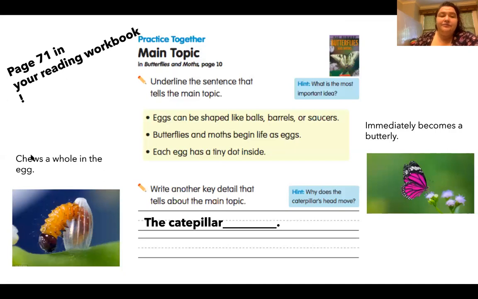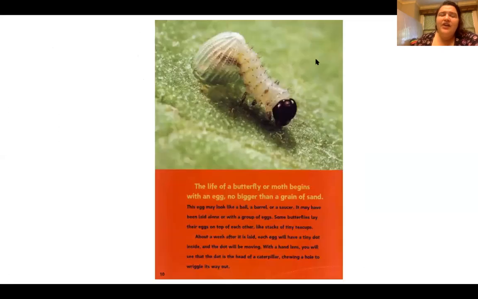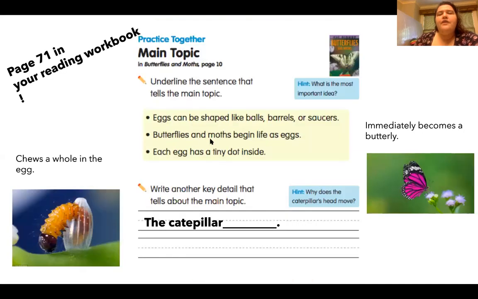So here, we're still practicing together. So now go to page 71. We have to underline the sentence that tells the main topic. Here are our choices. Eggs can be shaped like balls, barrels, or saucers. Well, that tells us about the eggs, but if I look at the story, there was a lot more than just the egg. It was talking a lot about the butterfly and how it gets out of the eggs. So I don't think that one's it.